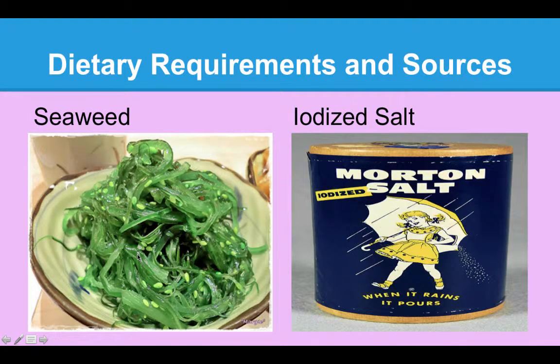But have no fear. Food to the rescue. Iodine is an important trace element in the human diet. A trace element can be defined as a chemical element needed in minute amounts for proper growth and reproduction. By minute amounts, we mean small, like less than 100 parts per million small.